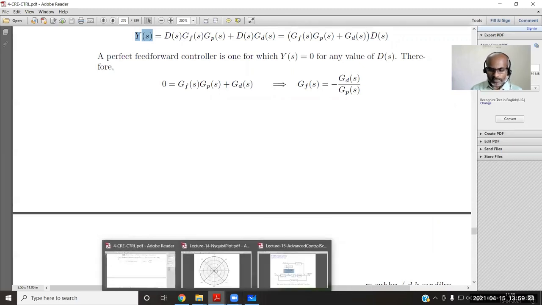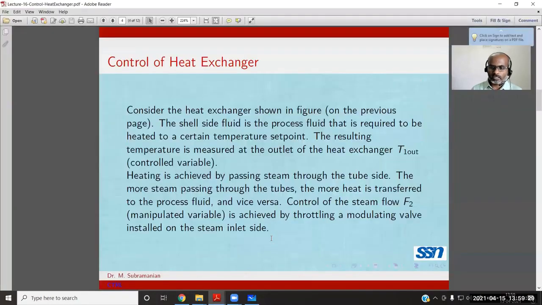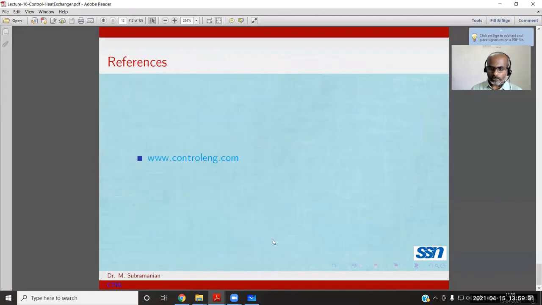In the next class, we'll see about the controller strategies for distillation column and heat exchangers. A qualitative treatment will be given.